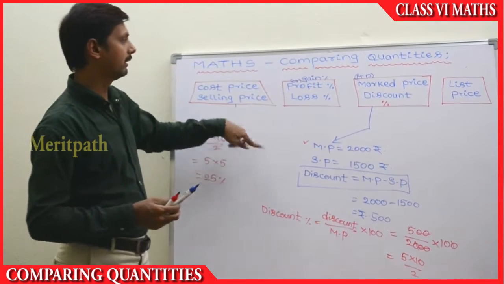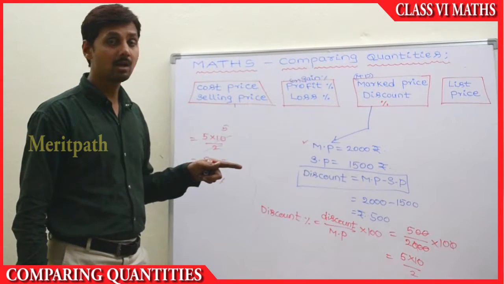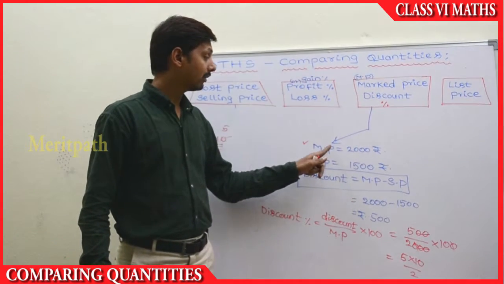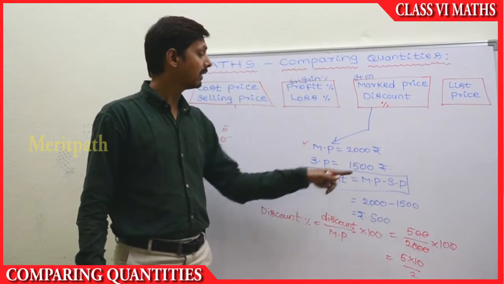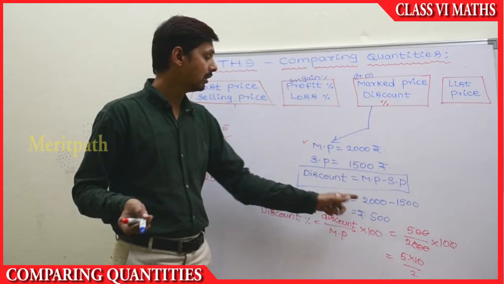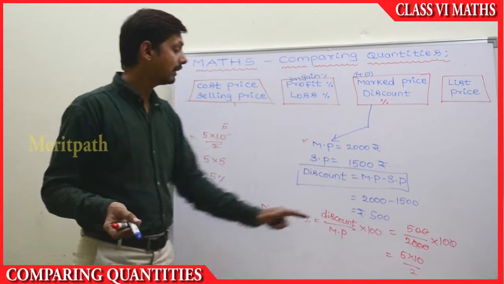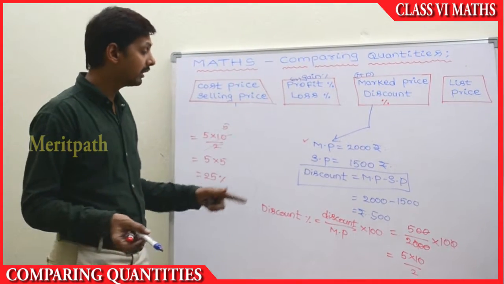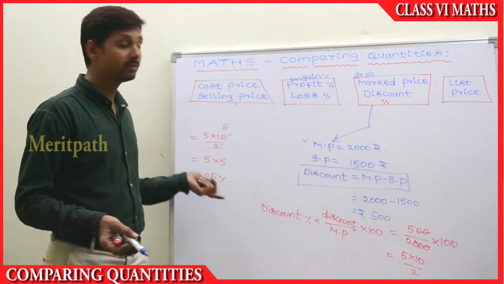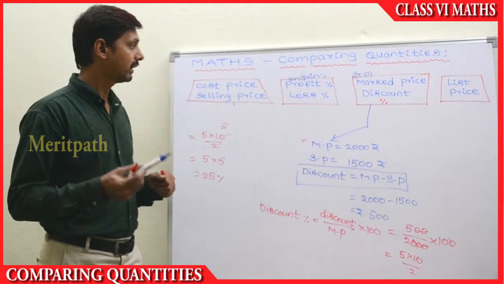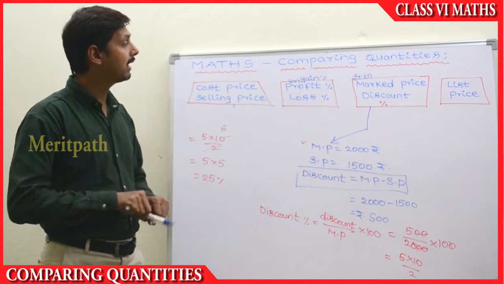We are solving the problems on mark price and discount. We have taken MP as 2,000 rupees, selling price is 1,500, discount is MP minus SP, which we subtracted and got 500. And discount percentage is discount by MP into 100. We calculated it and got the answer of 25%. So the discount percentage is 25%.